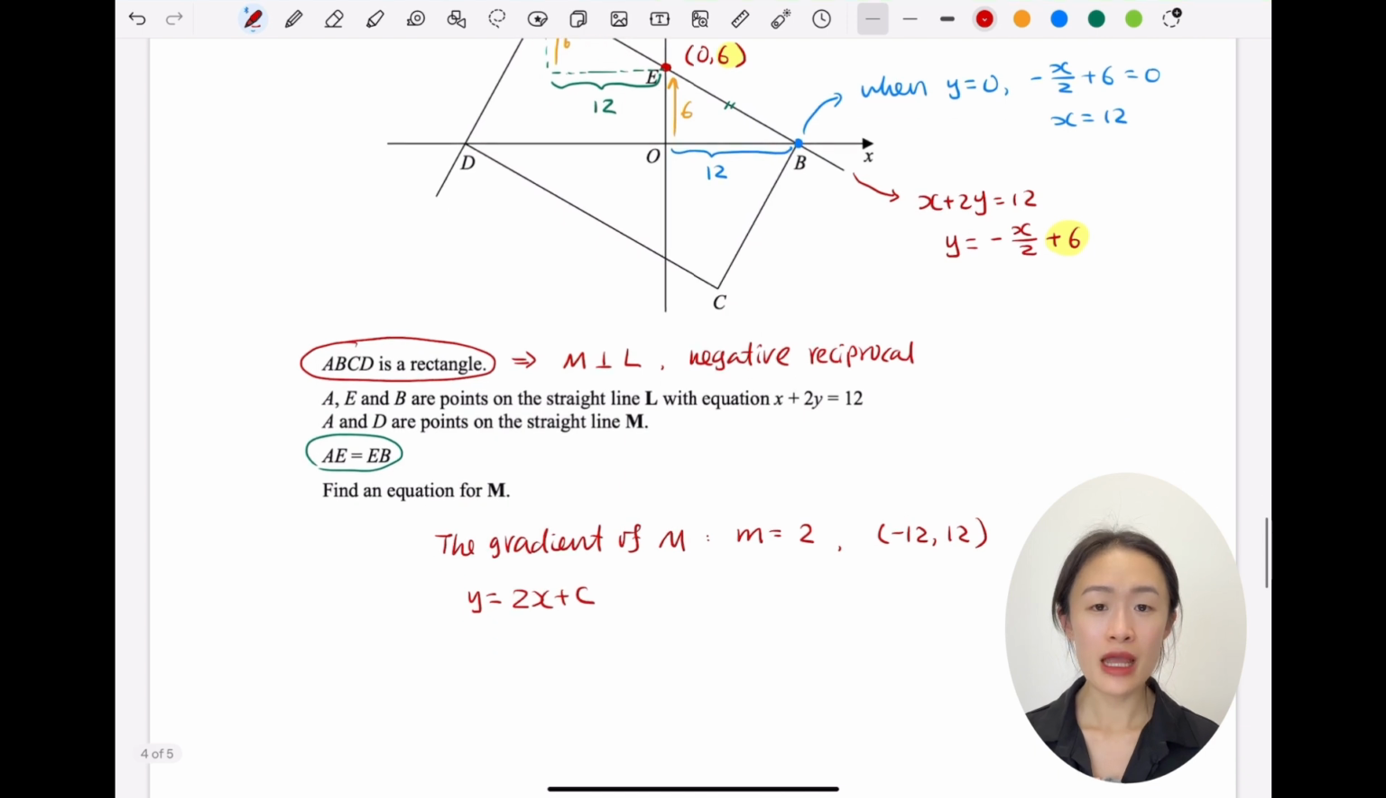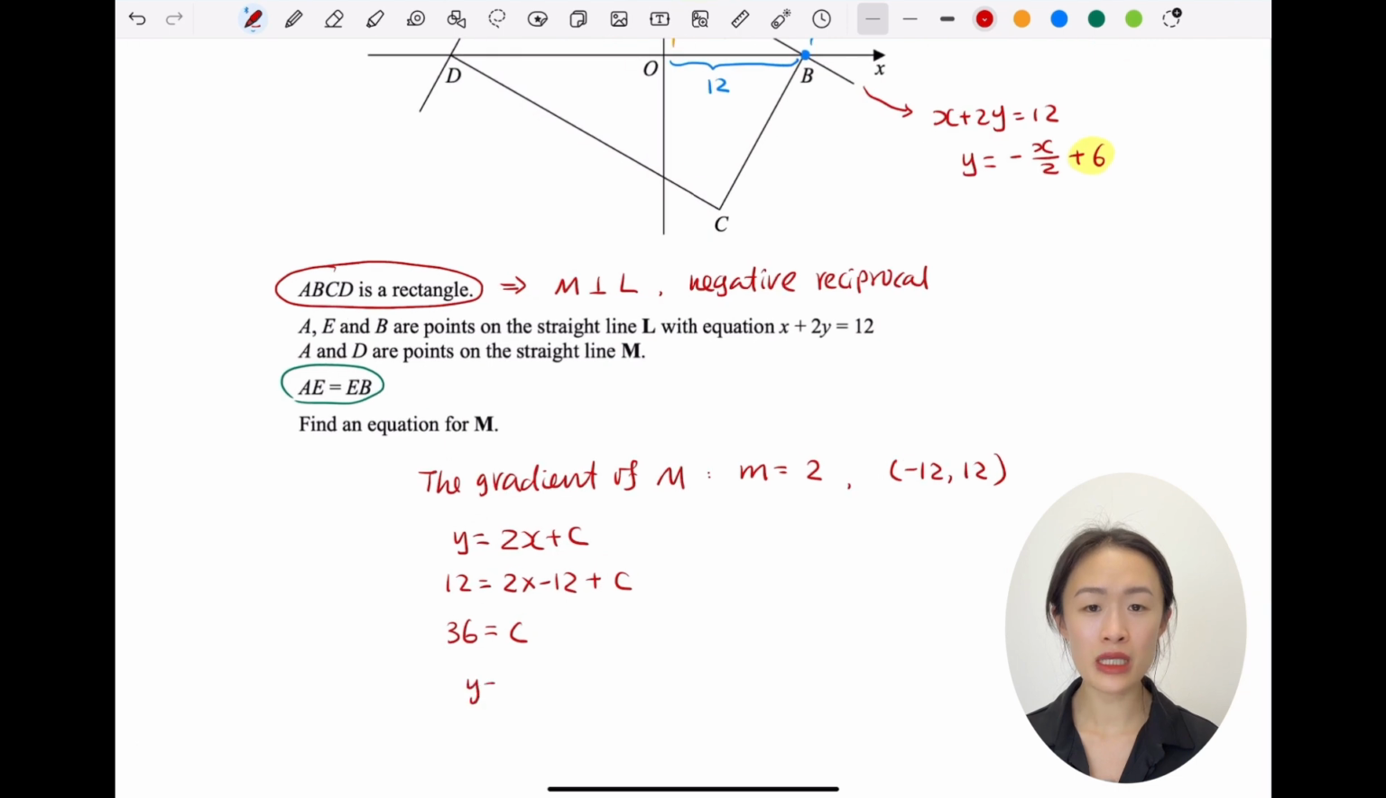That means we need a point. A is a point on line M. Therefore, we can substitute -12 and 12 back into the equation, and that gives us c equals 36. So the equation of the line M is y equals 2x plus 36.